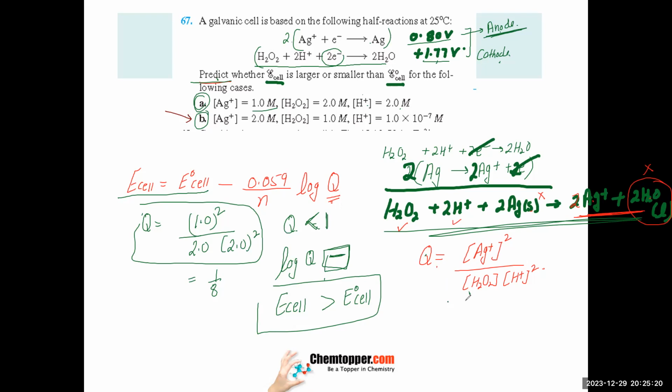Get the Q for the B part. Let me see who can give me the value of Q very fast. Check whether it is greater than 1 or less than 1. So you have to tell me whether it is greater than 1 or less than 1.